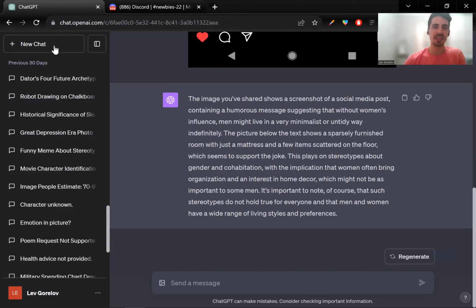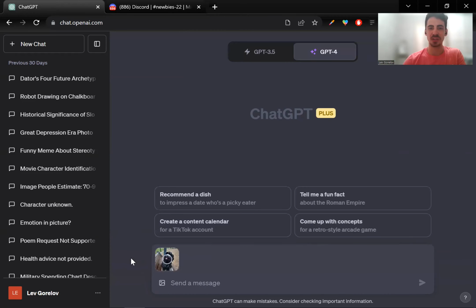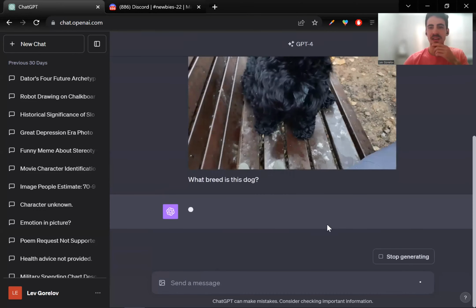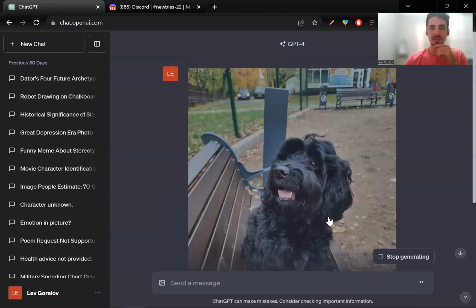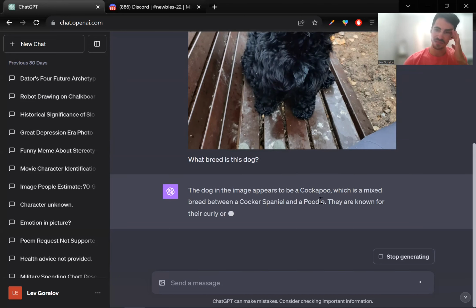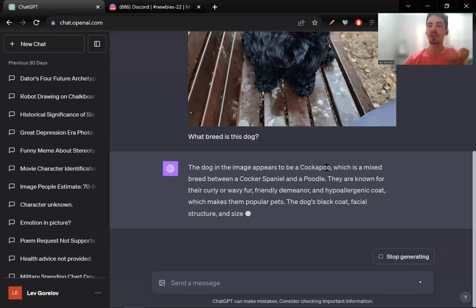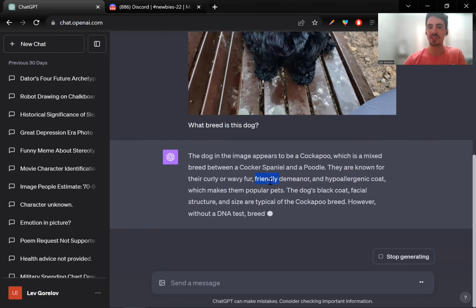So, side note, although it cannot interpret faces, it will interpret things like dog breeds. So if I upload a dog and say, what breed is this dog? It will tell me what breed the dog is. It's like a cock... I'm sorry, I'm not a dog person. Cockapoo. This is the worst breed I could have chosen. I picked it out randomly, but it could be a mix between a cocker spaniel and a poodle. Oh no, a cockapoo, which is a mix between a cocker spaniel and a poodle. They're known for wavy hair and friendly demeanor.